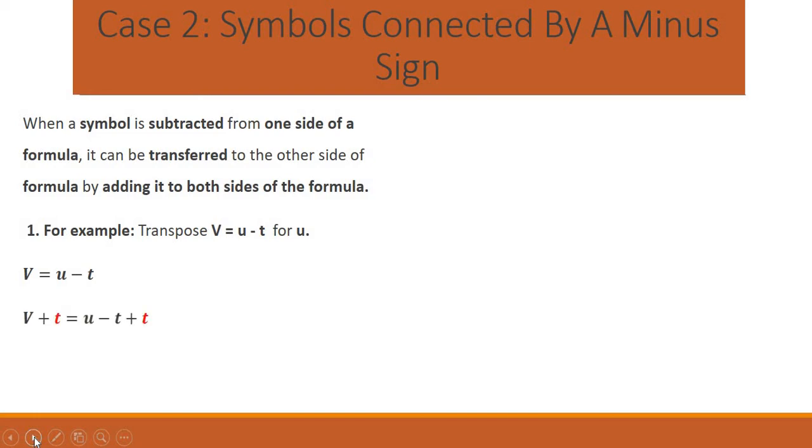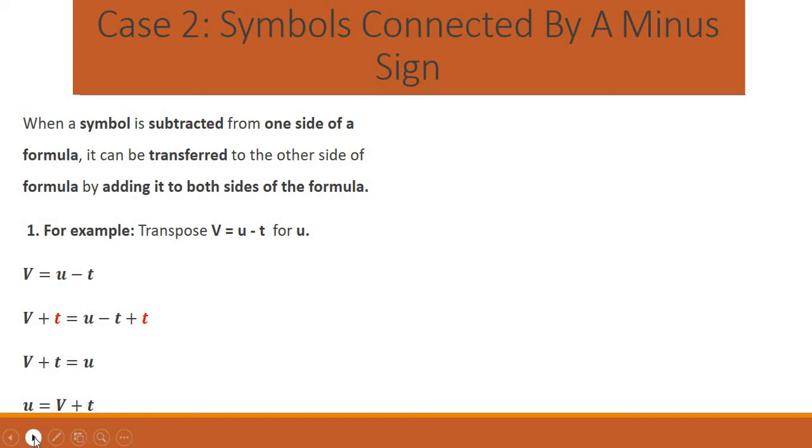So we add T to both sides. By adding T to both sides, you note that on the right, minus T plus T, that's going to give us 0. So that's going to leave us with U. And on the left, we will have V plus T. All you need to do here is to just rewrite U, which is the subject, on the left-hand side. And you will see, therefore, U is equal to V plus T, and you are finished.